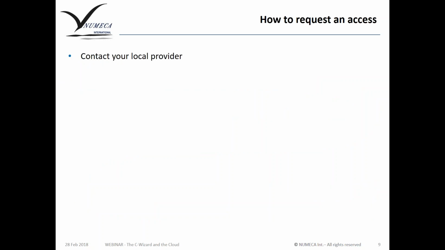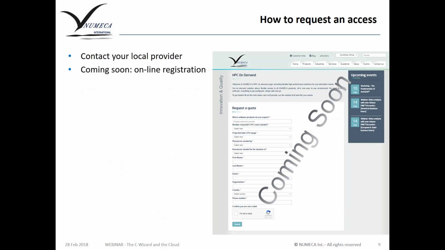So how to request access? That was step 1. First, you can contact your local provider. That's the easiest way to do it right now. In a very short time, we're going to provide an online registration. So we will receive all the information that we need to be able to book this container or to prepare the container for you.